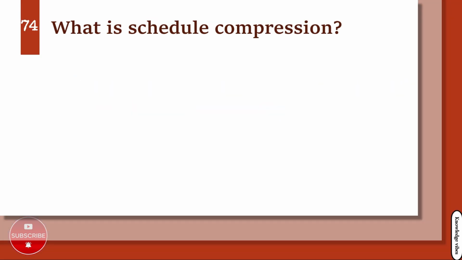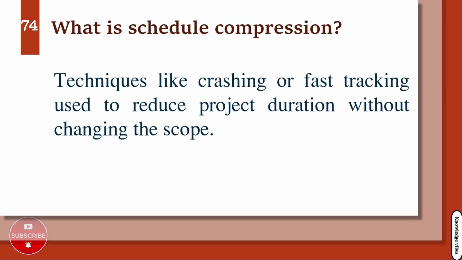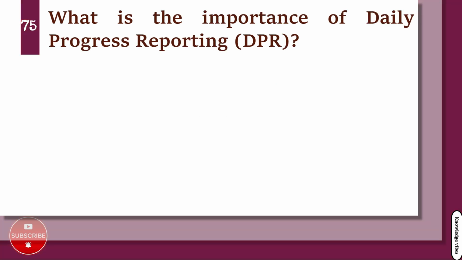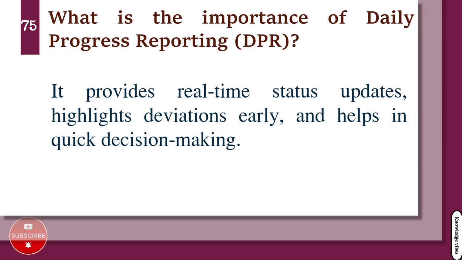What is schedule compression? Techniques like crashing or fast tracking used to reduce project duration without changing the scope. What is the importance of daily progress reporting, DPR? It provides real-time status updates, highlights deviations early, and helps in quick decision-making.